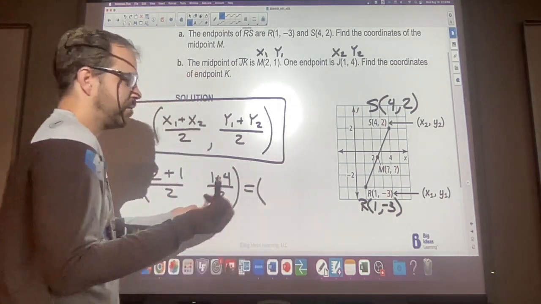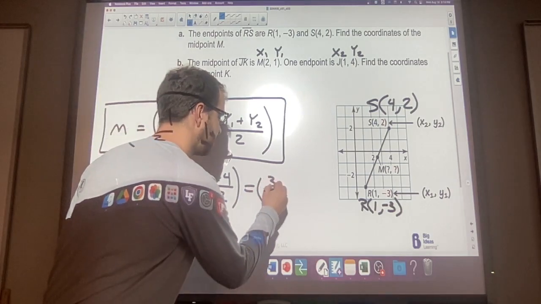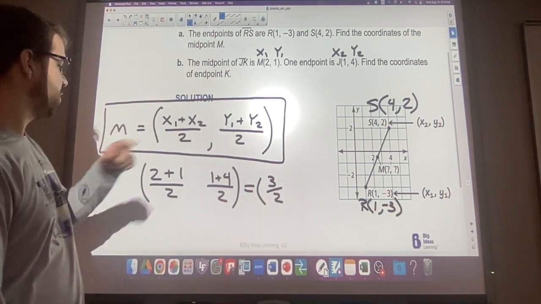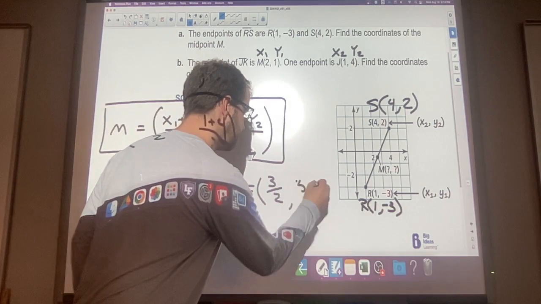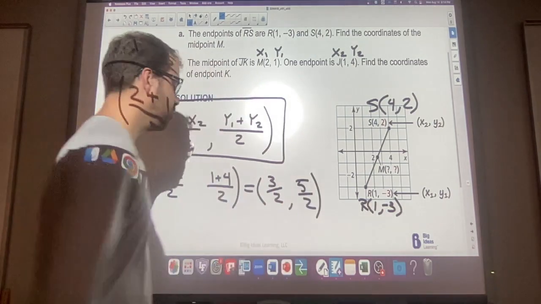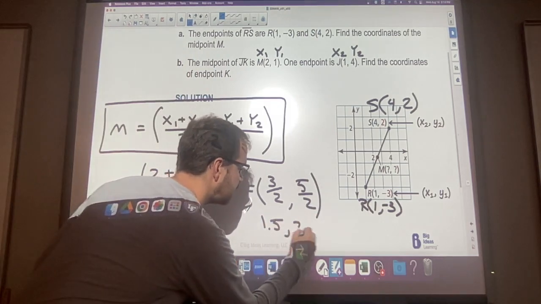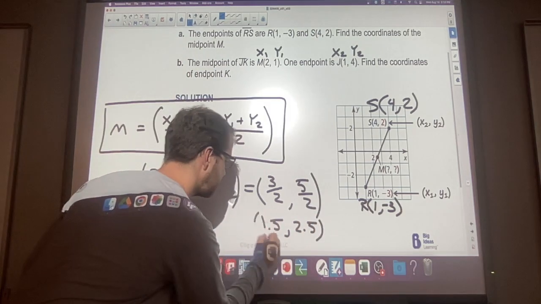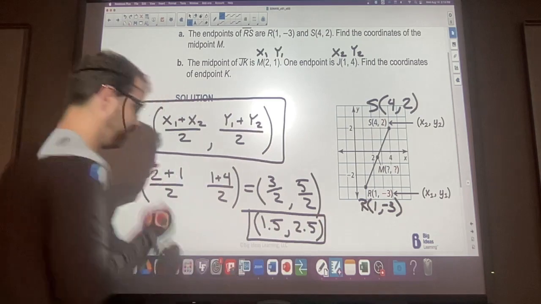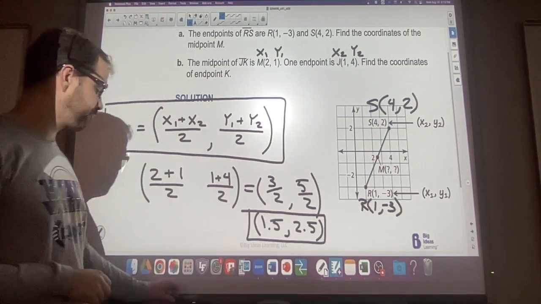And I'll write this as a fraction. You can do fraction or decimal, same thing. 3 over 2 and 5 over 2. And that would be your answer. Or I'm sure a lot of guys wrote this as 1.5 and 2.5. It's the same thing. Okay, you can write as a fraction or decimal, doesn't matter to me.